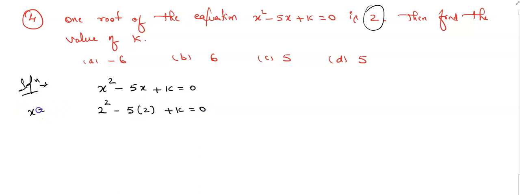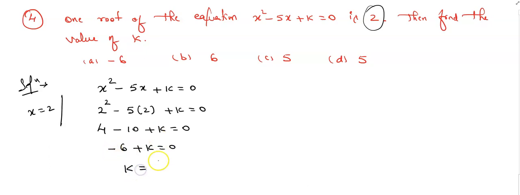I am substituting in the place of x as 2. Is this clear? 2 square is 2 2s are 4, minus into plus is minus, 5 2s are 10, plus k is equals to 0. In 4, can you subtract 10? No. No means minus. 10 minus 4 is 6, plus k is equals to 0.